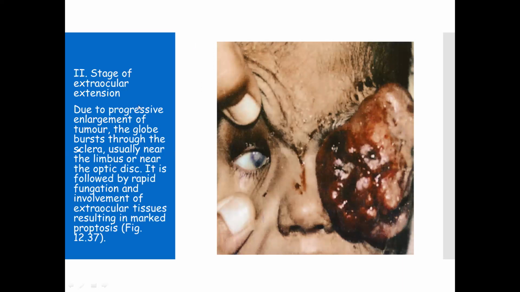So we now go to stage 2, which is the stage of extraocular extension. Due to progressive enlargement of the tumor, the globe bursts through the sclera, usually near the limbus or near the optic disc. It is followed by rapid fungation and involvement of extraocular tissues, resulting in marked proptosis. So if you're able to look at the image here on the left, you're able to see proptosis, right? You can see that the globe is bursting through the sclera, usually near the limbus, right? Then it's also followed by rapid fungation. You're able to see that extraocular tissues are also involved.